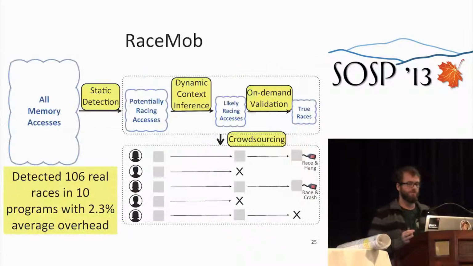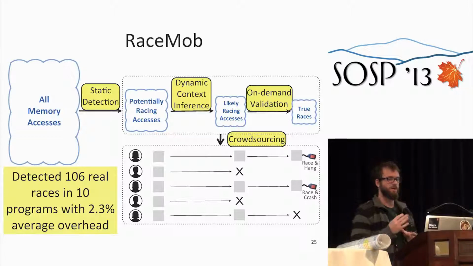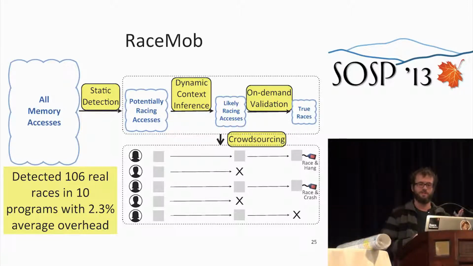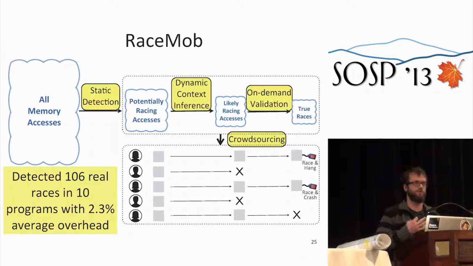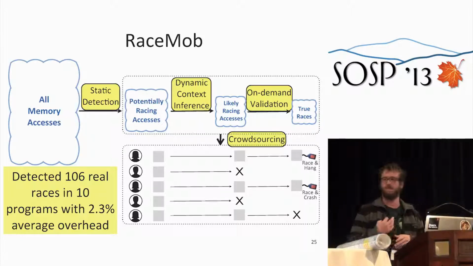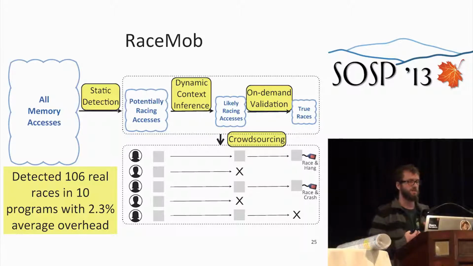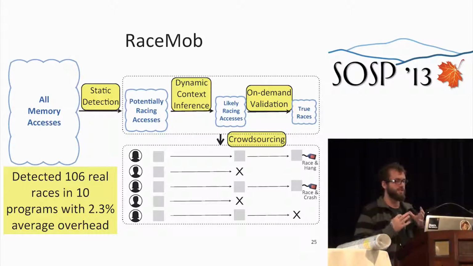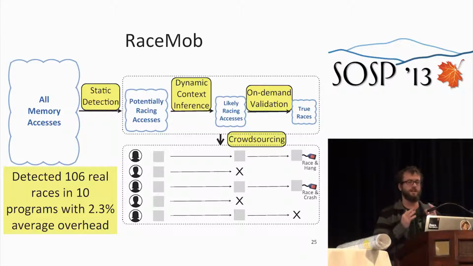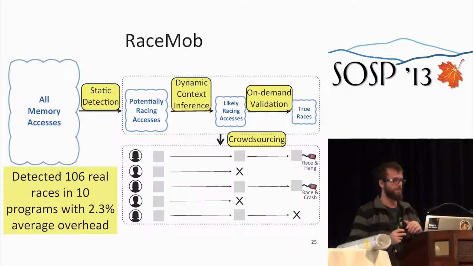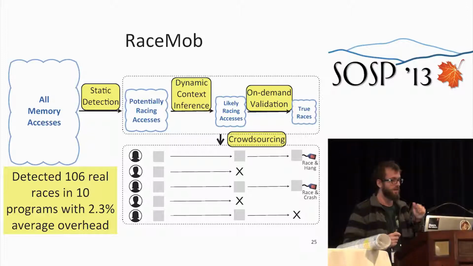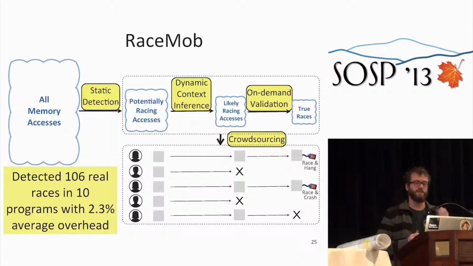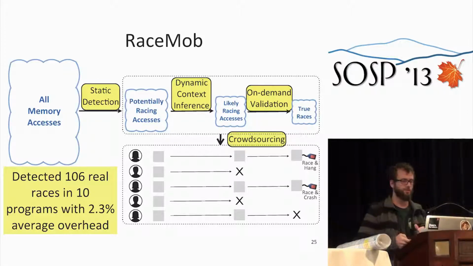In conclusion, let me recap the main ideas behind RaceMob, our data race detector that first statically detects data races, then offloads the validation tasks to the crowd to perform dynamic context inference and on-demand validation. RaceMob uses static data race detection as a static analysis that assists the ensuing dynamic analysis and enables it to monitor fewer memory accesses and the memory accesses that truly have a chance of racing. RaceMob also reduces the cost of dynamic detection by spreading it across the crowd.